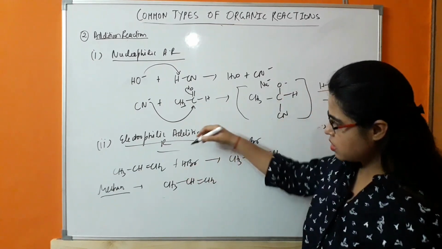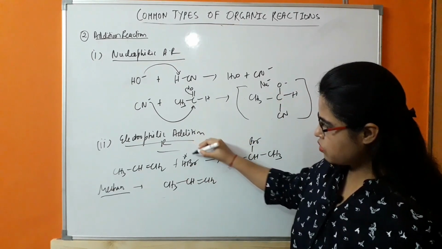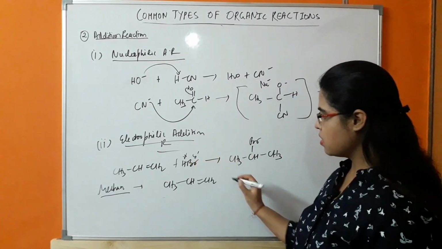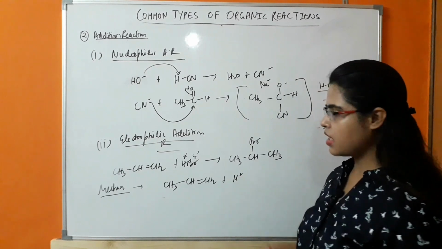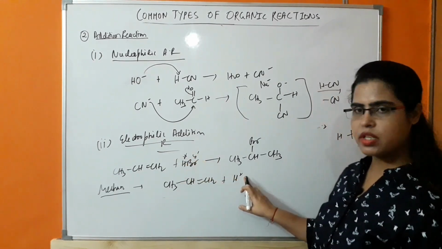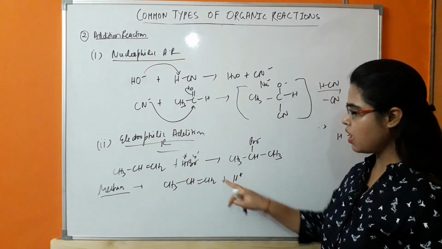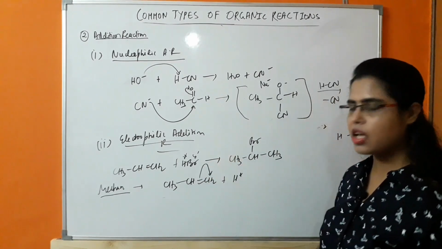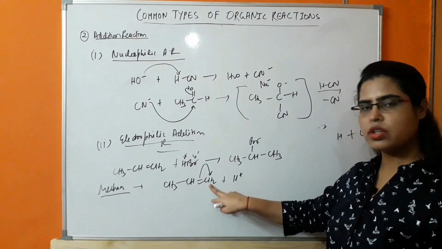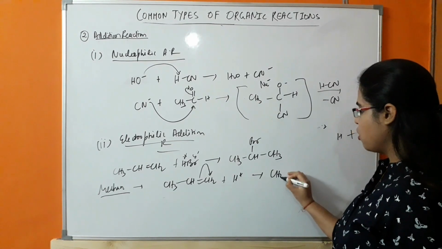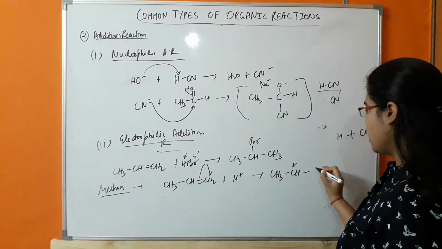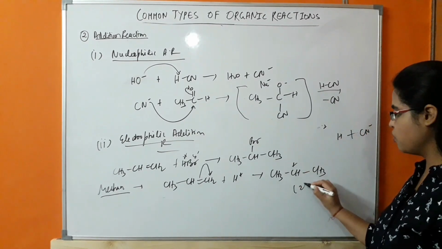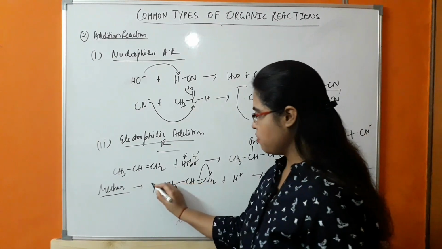CH double bond CH2. In HBr, H is having positive charge, whereas Br is having negative charge. So in this case, first the H plus ion will attack. HBr will ionize to give H plus ion. So this H plus ion will attack on this CH2 because this bond will be shifted to this carbon. So there will be positive charge on this carbon. This will lead to the formation of a carbocation, which is a secondary carbocation, that is isopropyl. This is a 2-degree carbocation. This is the first step.